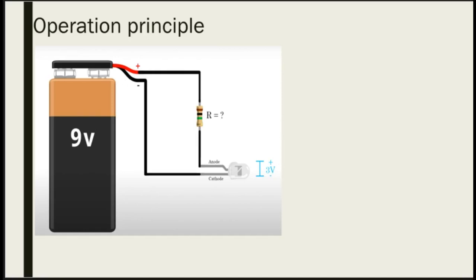Because you're providing a maximum of how many volts anyway? 9. This one part of the circuit is stealing how much? 3. You can't go wrong with saying that the rest has to go through the resistor. So how much is left? But, by the way, that also depends on one thing.